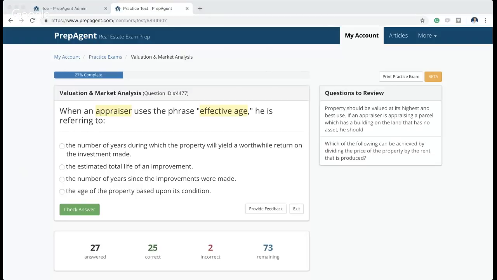Oh, Russell, congratulations. Russell said, Joe, I just wanted to say I passed my exam first try yesterday thanks to PrepAgent. That's great news, Russell. Everybody say congrats to Russell. Good job, Russell. If you got any tips to share with the group, please do. If you have any words of wisdom.